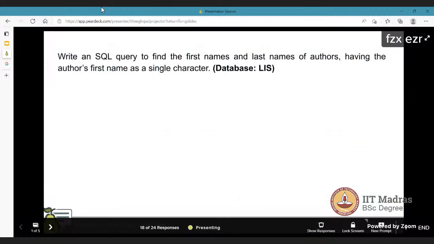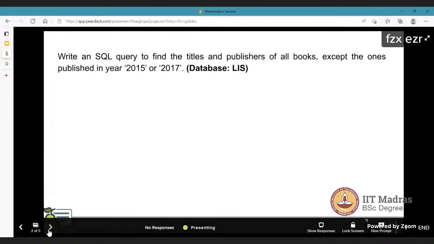Any more doubts in this particular question, or shall we move to the next question? Okay. The next question says: write an SQL query to find the titles and publishers of all the books except the ones which were published in the year 2015 or 2017. So this question means you'll have to write a query which returns the title and the publisher of those books which were published in any year except 2015 or 2017.